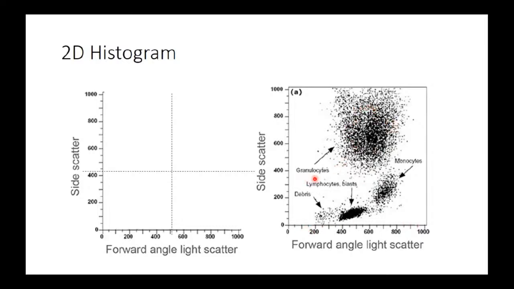Obviously, these cells are granulocytes, because granulocytes, like eosinophils, basophils, and neutrophils, are medium in size, but they are very complex cells. Here we have bigger cells, because they give a more or less high signal on the forward scatter, but they give low signal on the side scatter. So they are big, but they are not complex.